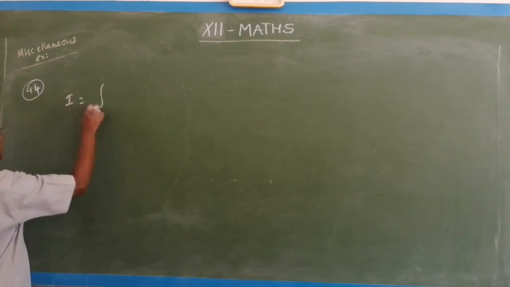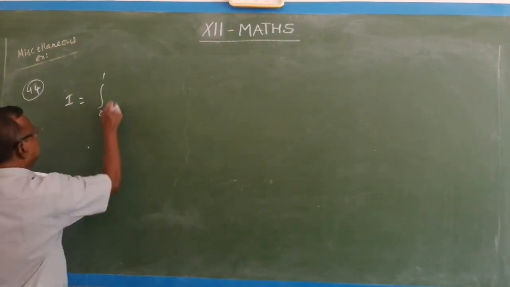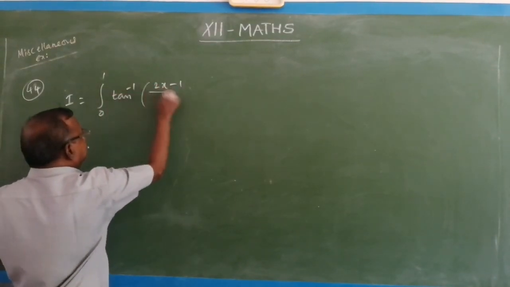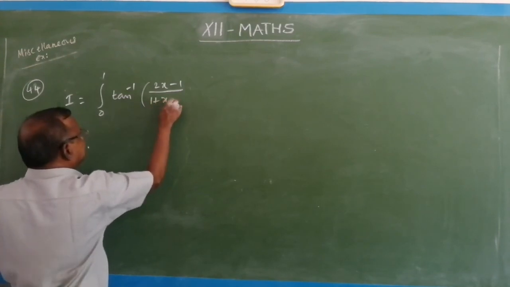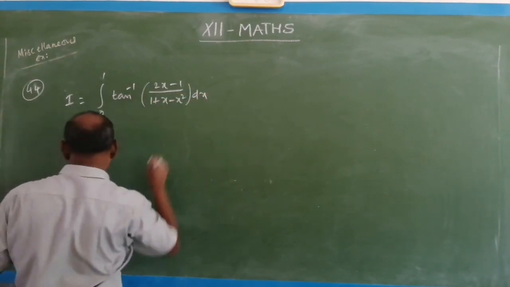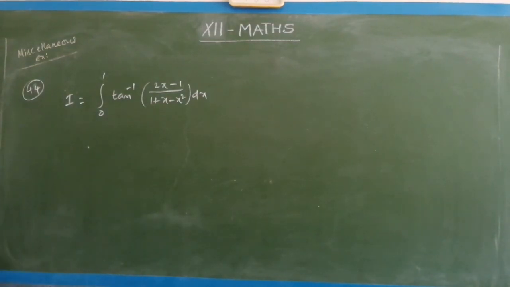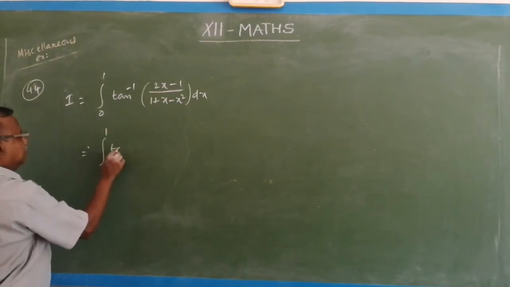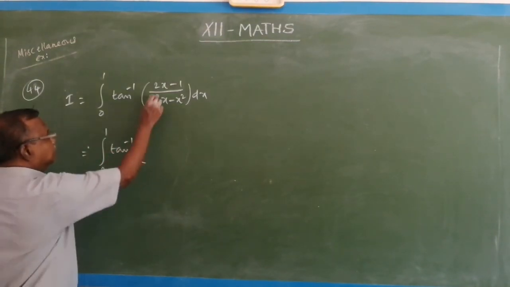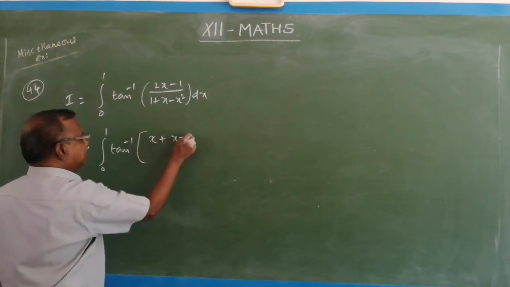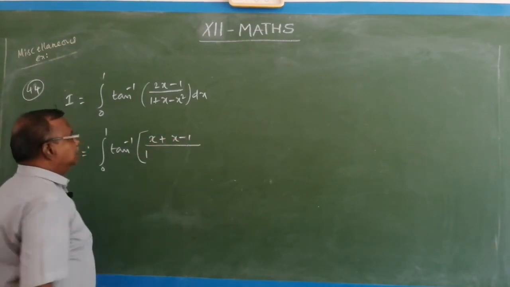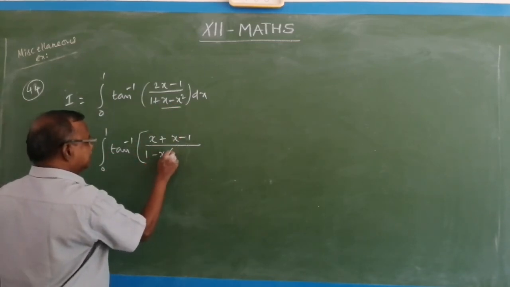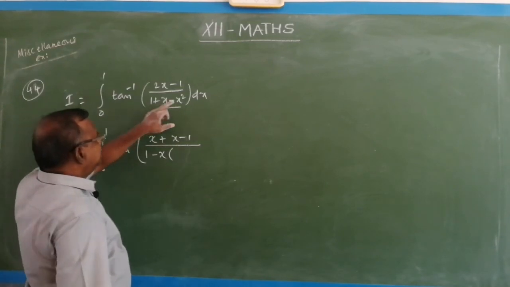Let I equal integral 0 to 1 tan inverse of 2x minus 1 divided by 1 plus x minus x square into dx. This can be written as integral 0 to 1 tan inverse of, so 2x can be written as x plus x minus 1, divided by 1, take minus x common. So minus x into x minus 1, into dx.